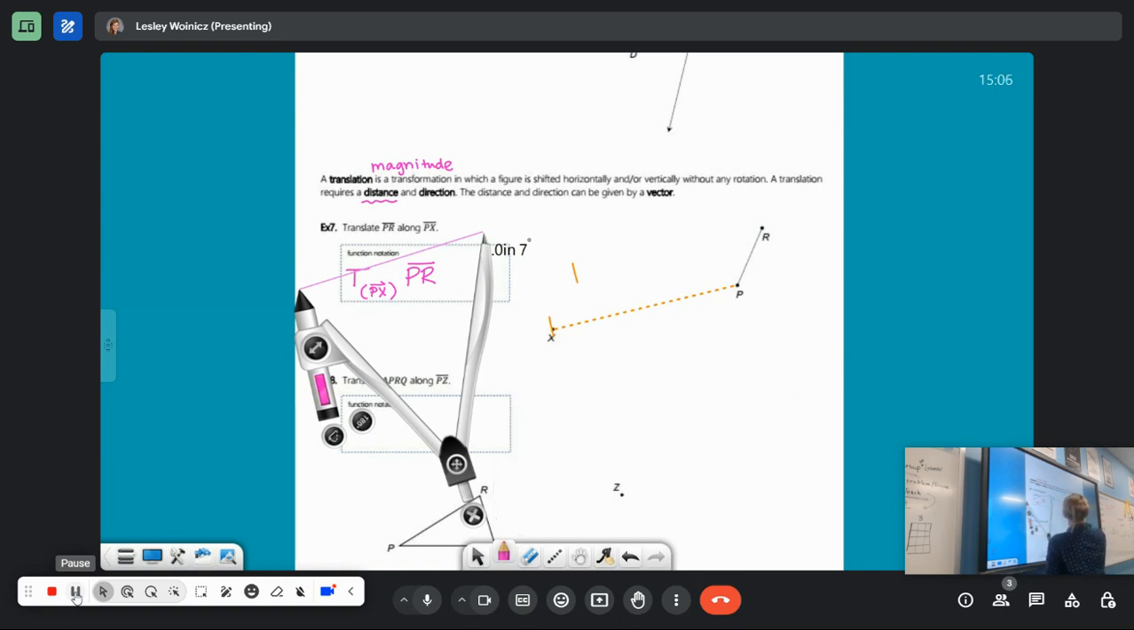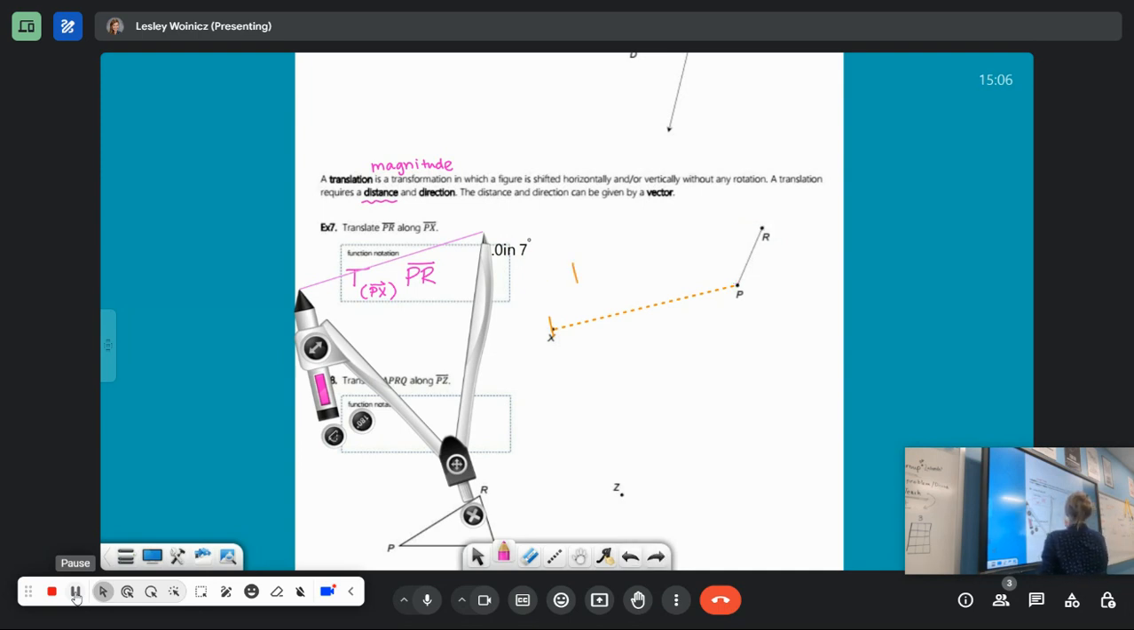Am I going to put it here? Am I going to put it here? We don't know. We need another measurement. You see that I have another length to copy. I can also copy the distance from P to R. Okay? So if I go to X and I copy that distance, that will tell me the location of R prime. Okay, so that's the plan.